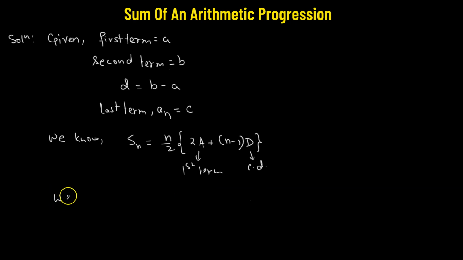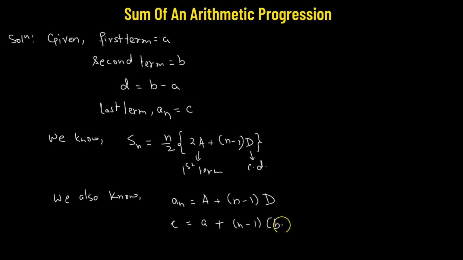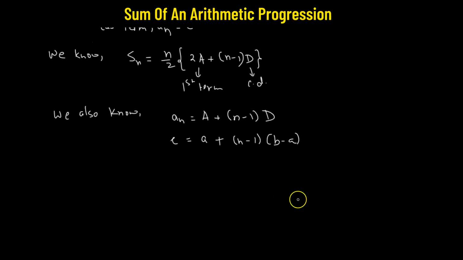We also know that the nth term is given by the formula a plus n minus 1 times the common difference d. So our nth term, which is the last term, has a value c. So we have c equals a plus n minus 1 times the common difference, which is b minus a. So that means we have c minus a equals n minus 1 times b minus a, or we can also rewrite it as n minus 1 times b minus a. So this will be equals to c minus a.